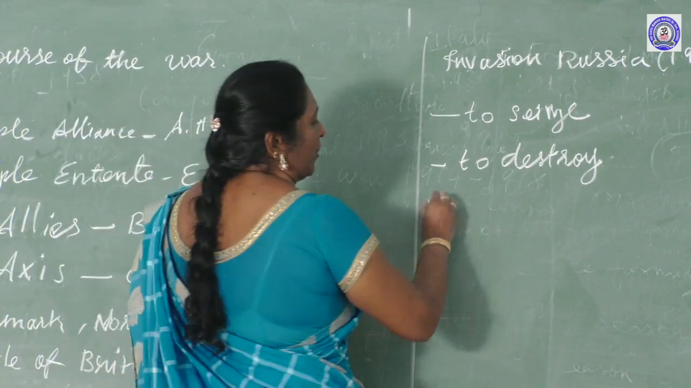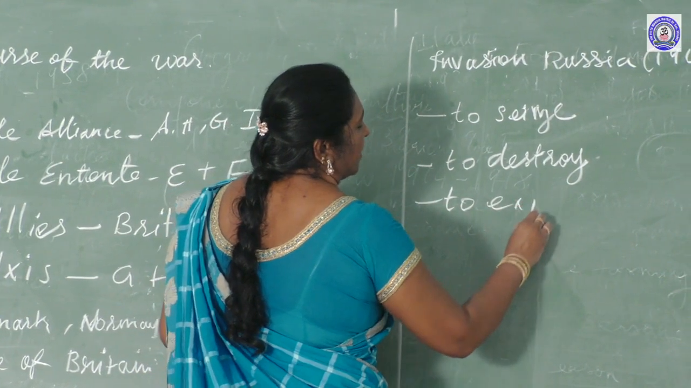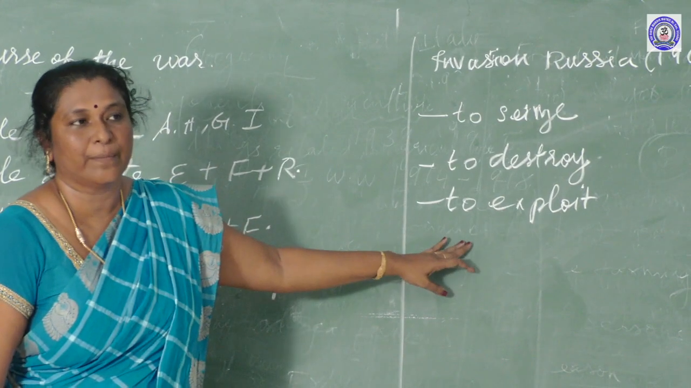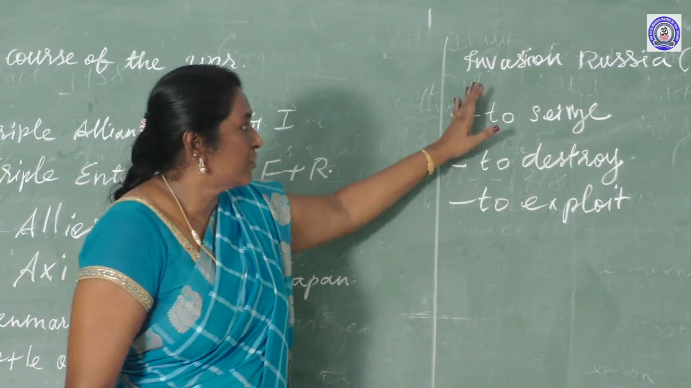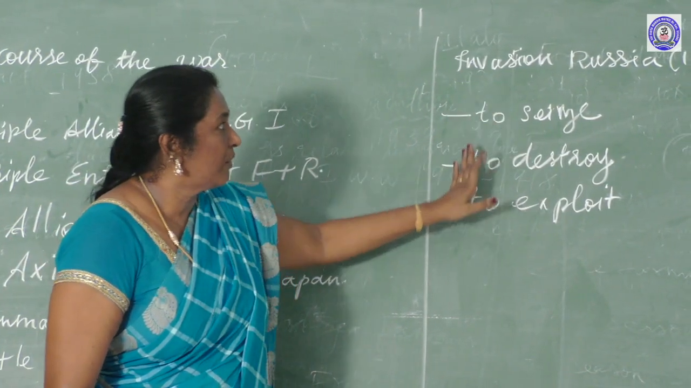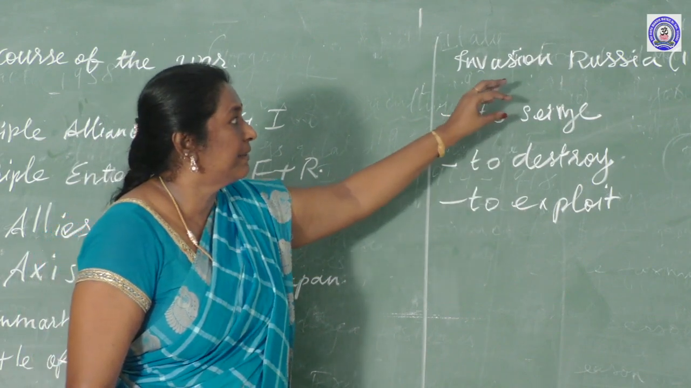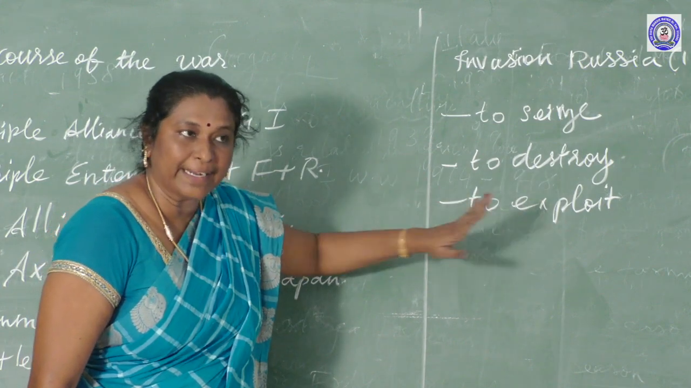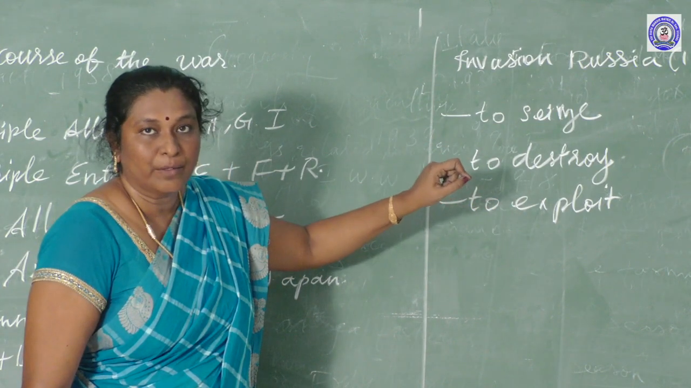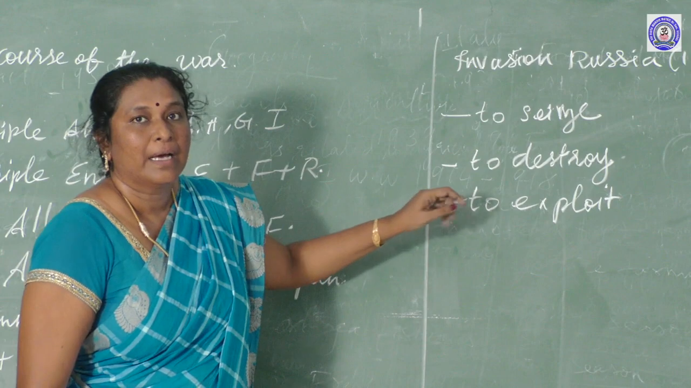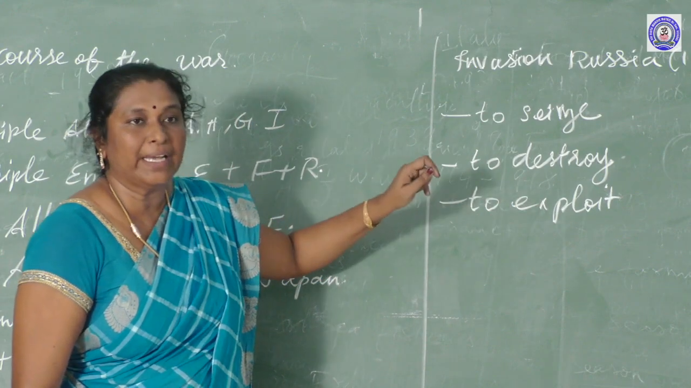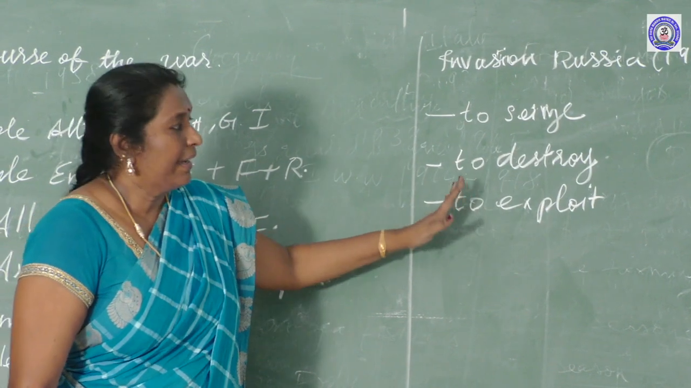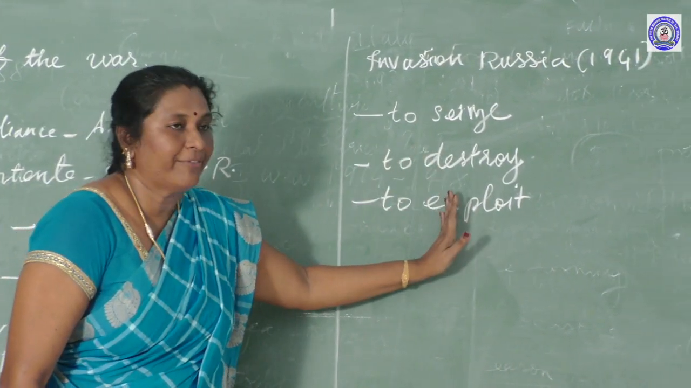So the third reason, to exploit. What do they want to exploit? Their resources, especially oil. For this reason only, Germany was attracted to Russia. Here also Germany used the same tactic, lightning strike, meaning blitzkrieg. Here also initially they gave more success to Germany, and they did not stop at the Russian border.